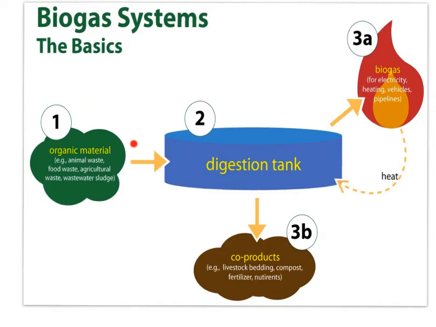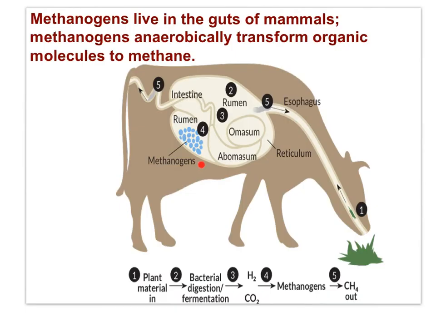Again, organic material, animal waste, food waste, agricultural waste, manure, and grasses are fed into a digester. Methanogenic bacteria decompose the organic material in an anaerobic environment. Methane, biogas, is extracted. Biogas can be used to generate electricity or heat. Biogas is an energy source, and when derived from the decomposition of organic matter, like manure or grasses, it is a renewable energy source. Methanogens live in the guts of mammals.